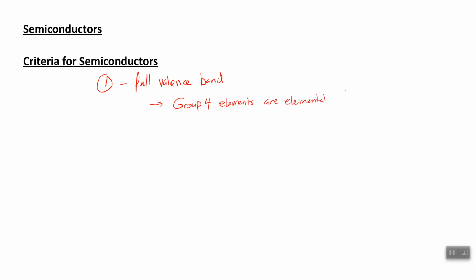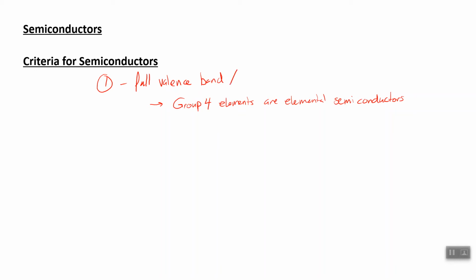And the reason for this is that they have pretty much half full, right? Group 4 elements are halfway to the octet. So they have 4 valence electrons out of 8. And so when they fill up the valence band and the conduction band, they fill the valence band, but they leave the conduction band empty, which is kind of the ideal situation for semiconductors, right?